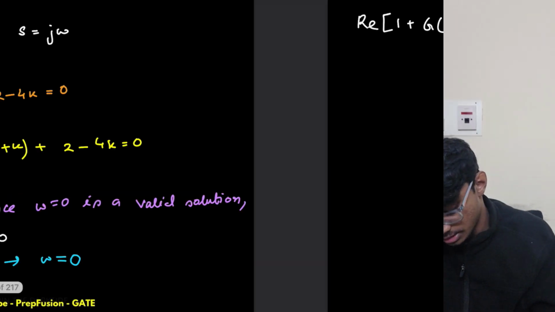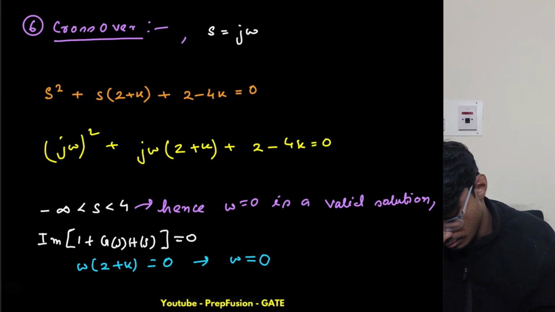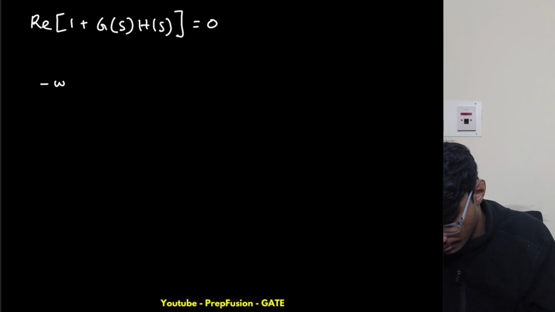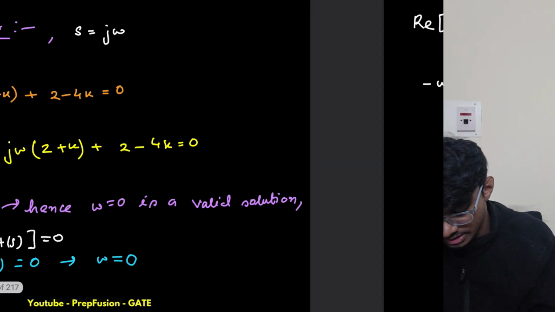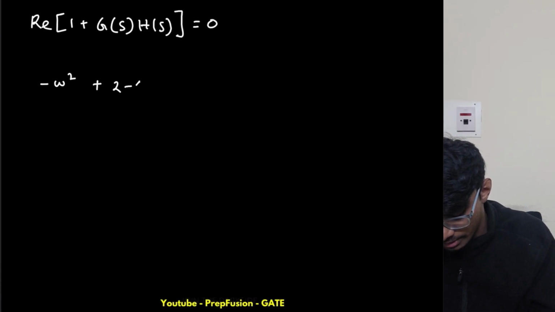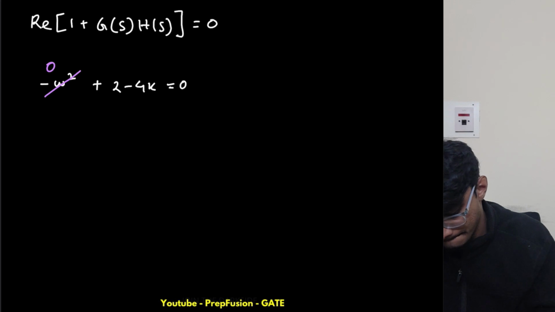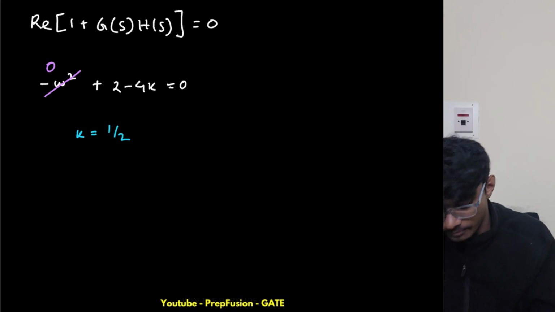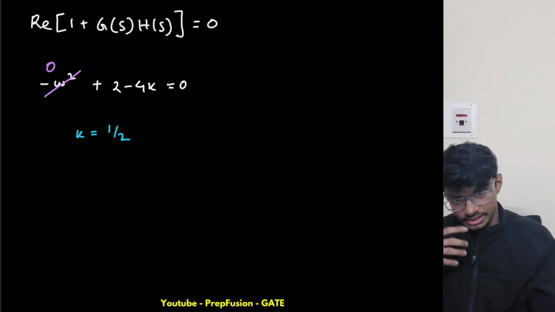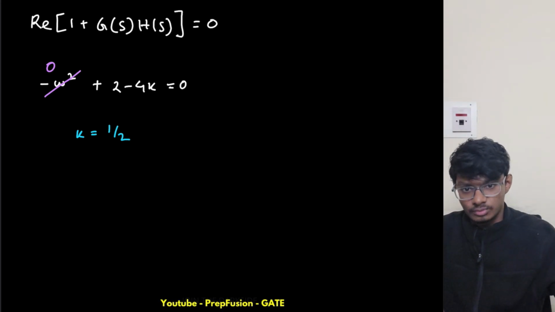So what do I see? This is basically minus omega squared, which doesn't matter because it is 0 anyways, plus 2 minus 4k equals 0. So k equals 1 by 2. So k is 0.5, a valid value of k.